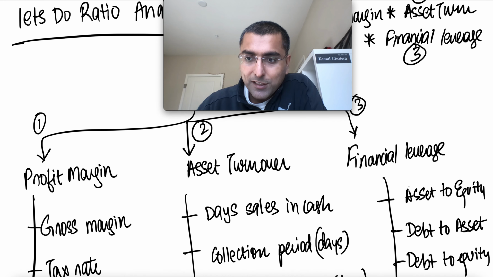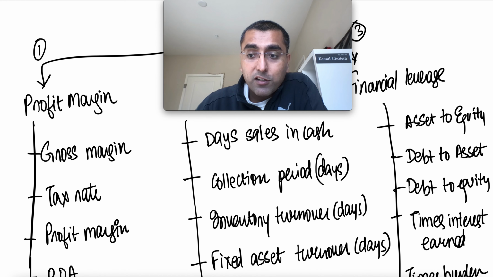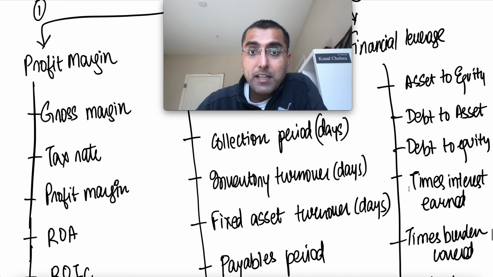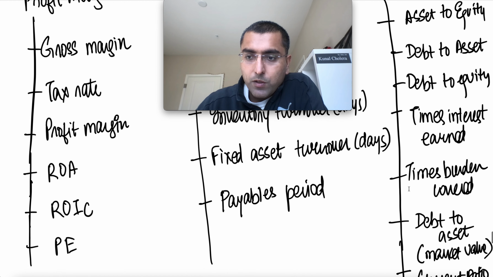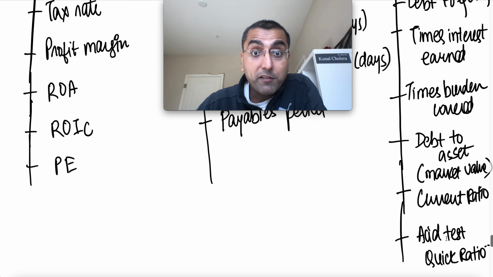Financial leverage: asset to equity, debt to asset, debt to equity, times interest earned, like for what they make, how many times can they pay the interest on the debt that they have, right? So debt to asset, again, from a book value to a market value. Current ratio, right? Which looks at how current are their assets, so current assets over current liabilities. The quick ratio removes the inventory part of it, because you can't really get rid of inventory very quickly.